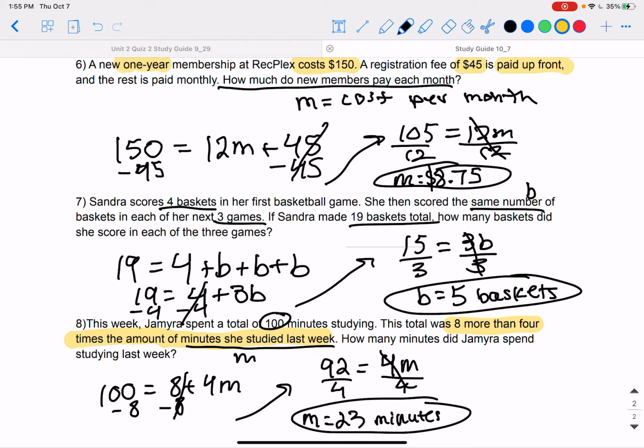So again, as a sentence, Jamira spent 23 minutes studying last week. Okay, so that's what I want to see on your paper. Jamira spent 23 minutes studying last week.